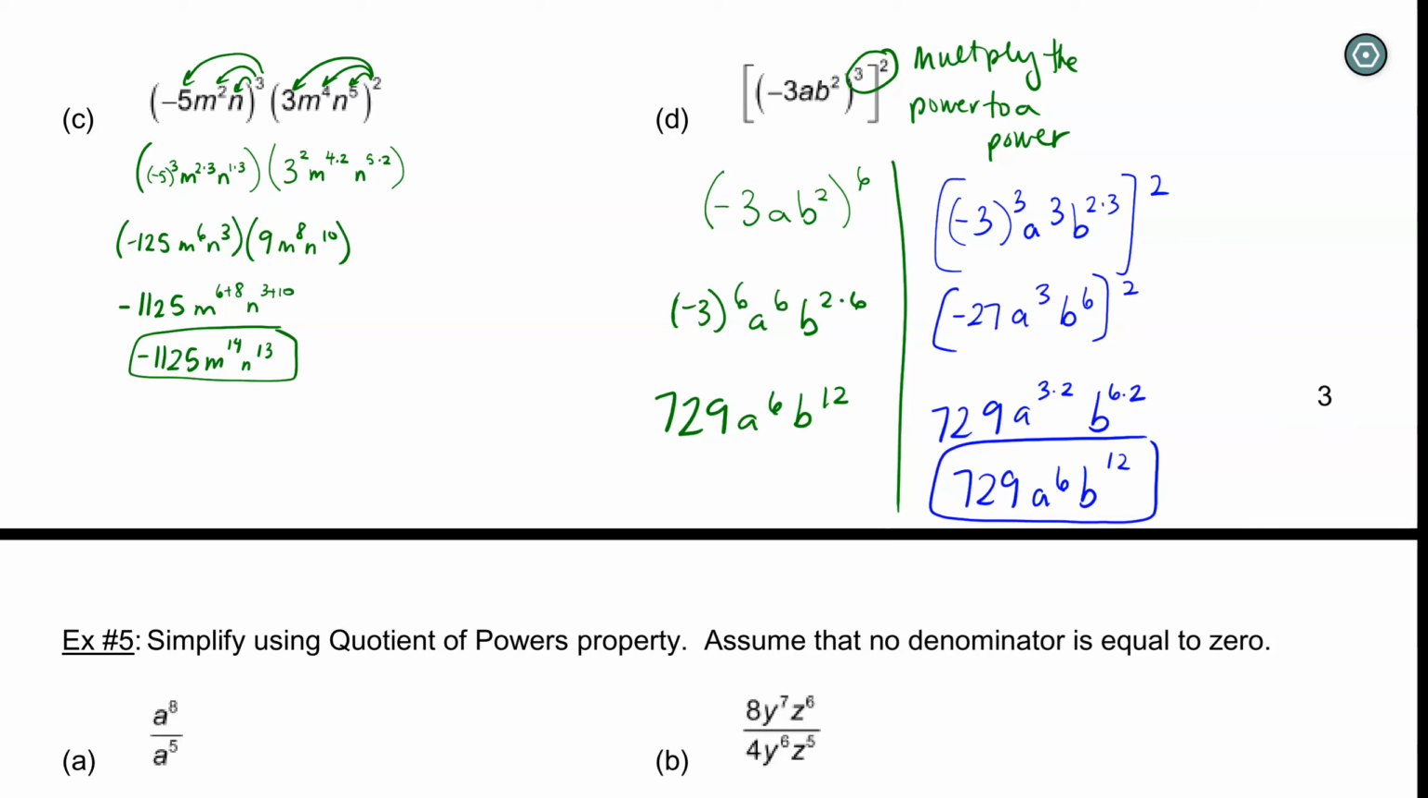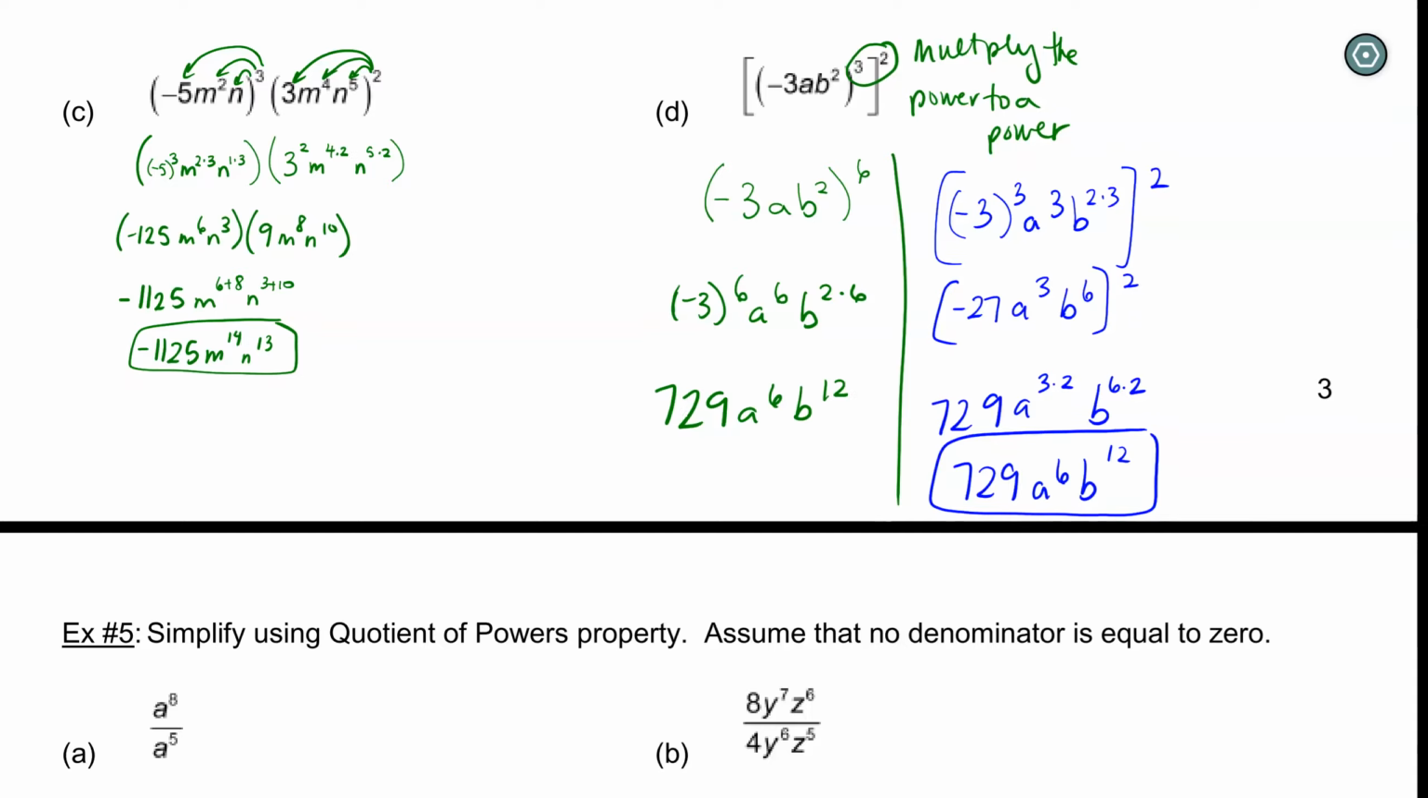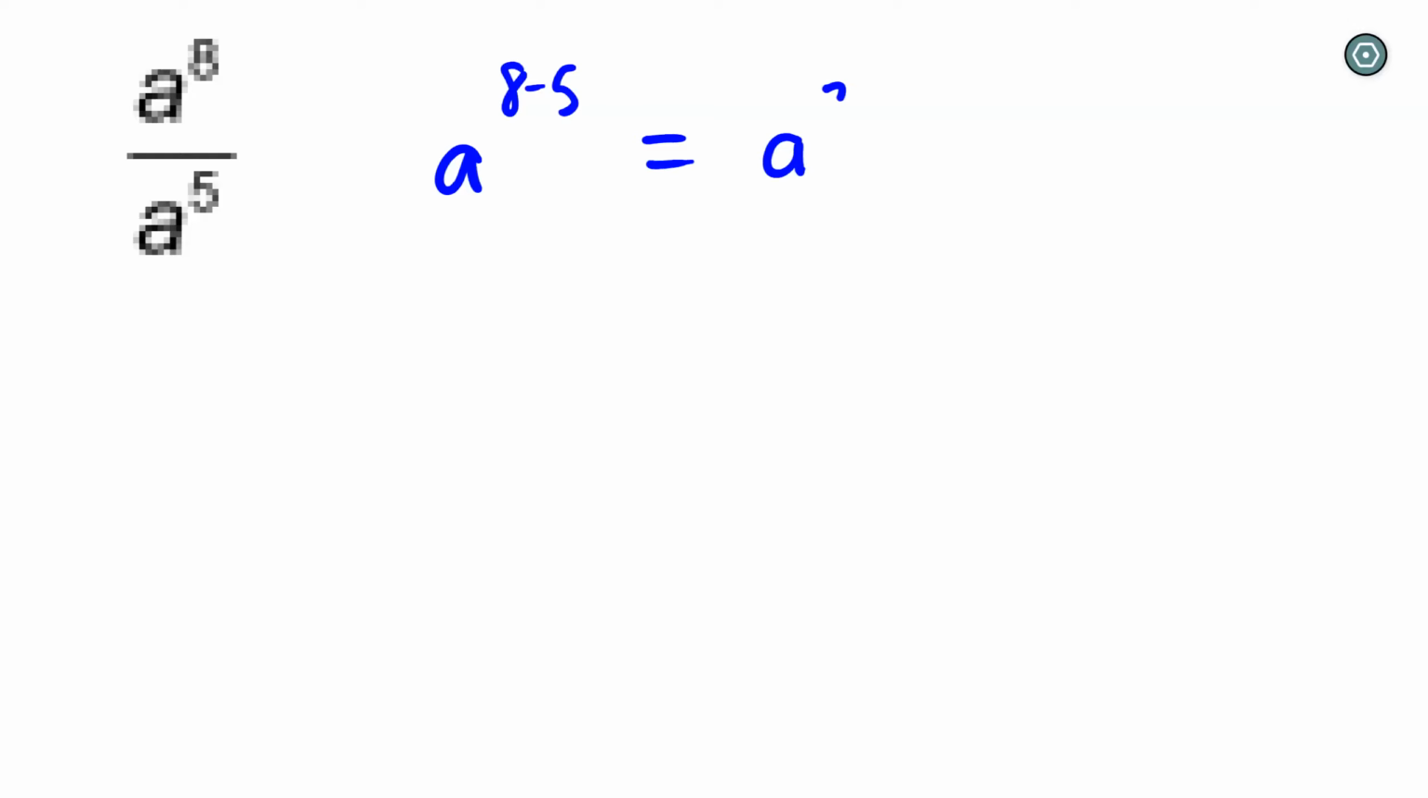All right, next we're going to talk about the quotient of powers property. So what that is, if you have a division, you're dividing one by another. Do you remember what we do? You subtract the exponents, exactly. So here I have a to the 8 minus 5, which is just a to the 3rd power. If there's numbers, do you divide? Yep.